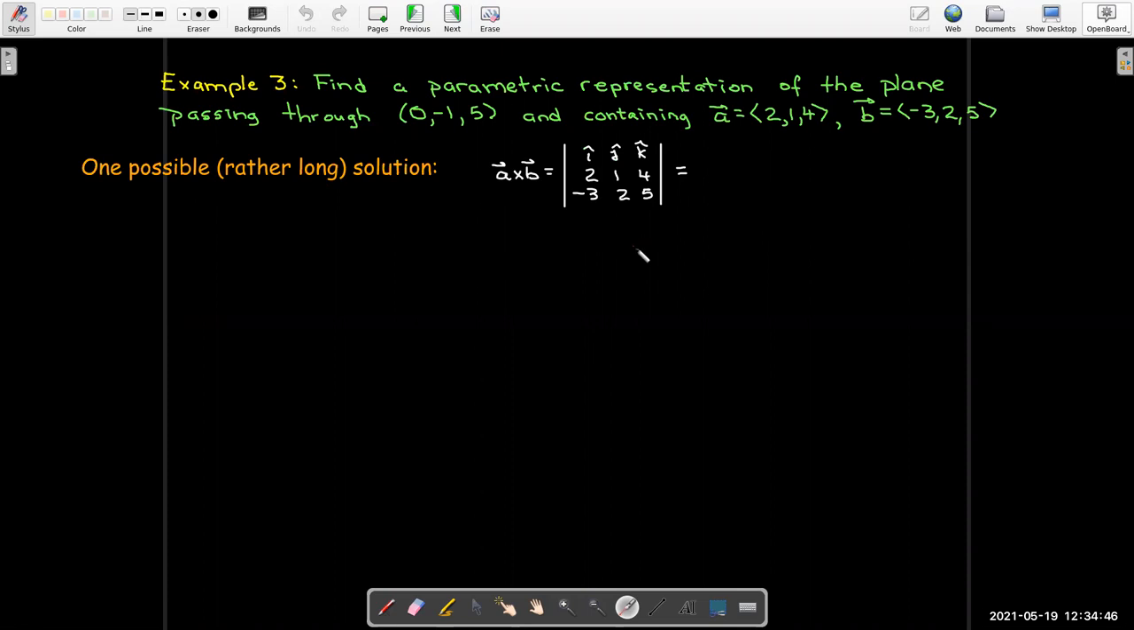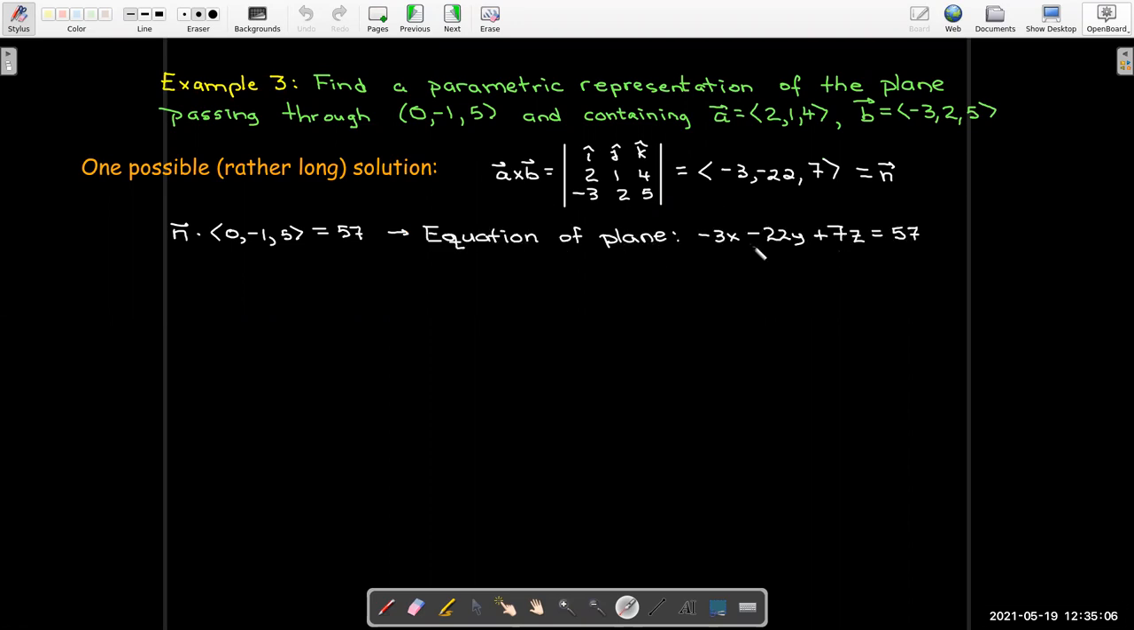We would try to find an equation for the plane by finding a normal vector. So we would take A cross B and find a normal vector, and then take that normal vector, dot it with the position vector for our given point. That'll give us our right-hand side, and now we can write down an equation of the plane, a Cartesian equation, negative 3x minus 22y plus 7z is 57.